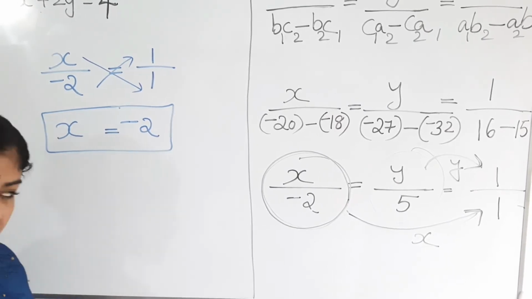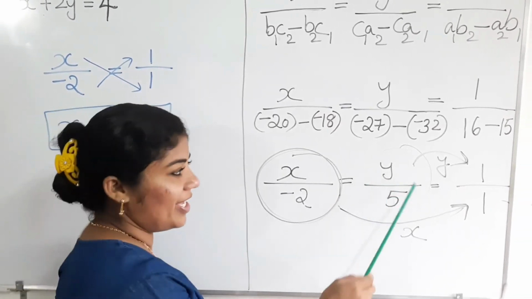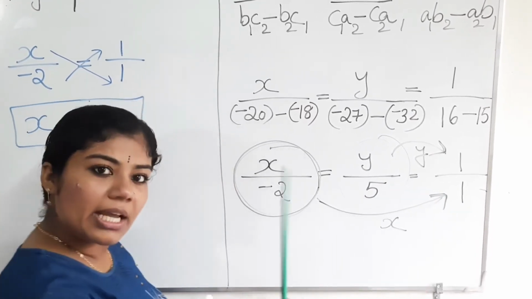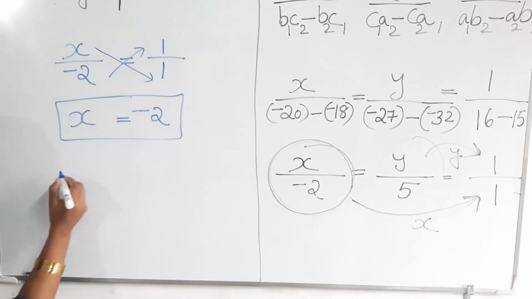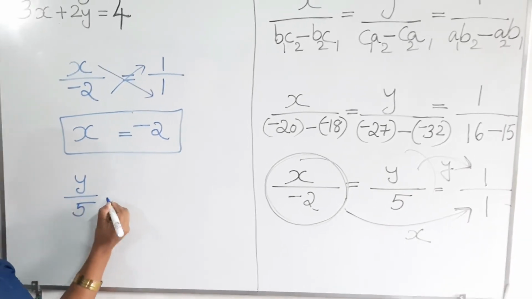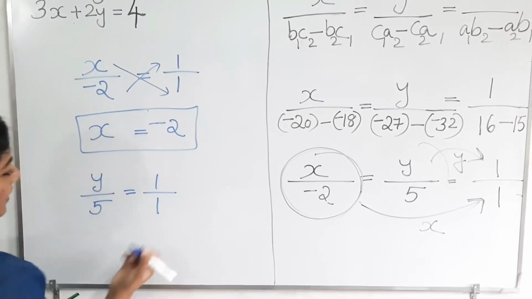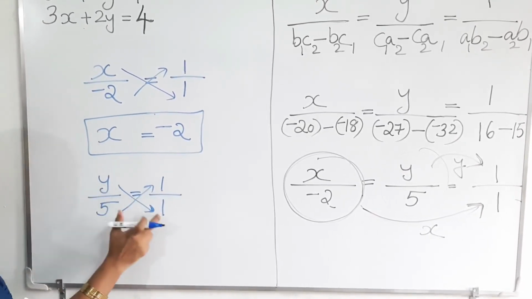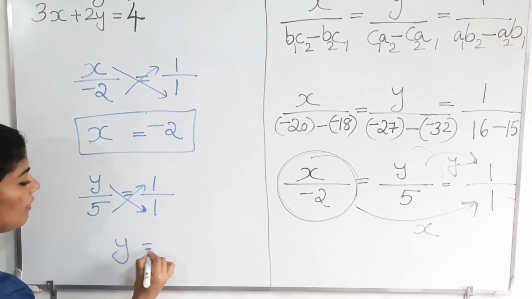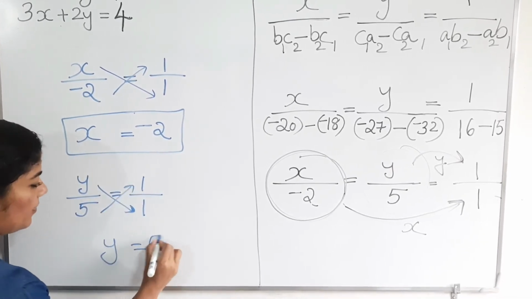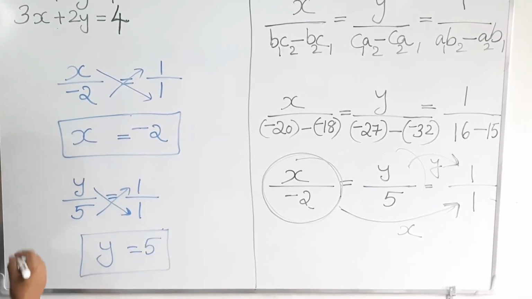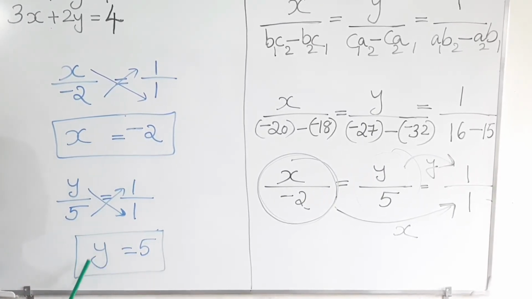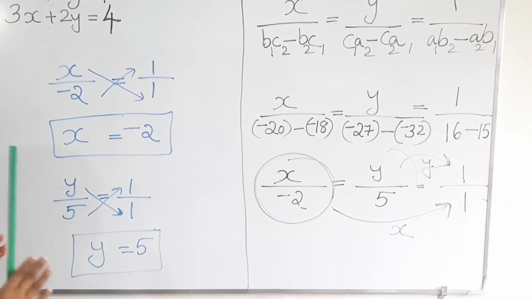So let's next find y. You just take y divided by 5 with 1 by 1. By comparing that you will get y. Y divided by 5 equal to 1 by 1. Okay, so just cross multiplying, what will you get? Y into 1 is y, equal to 5 into 1 is 5. Okay, so what is the answer we got? X equal to minus 2 and y equal to 5. So this is our answer.